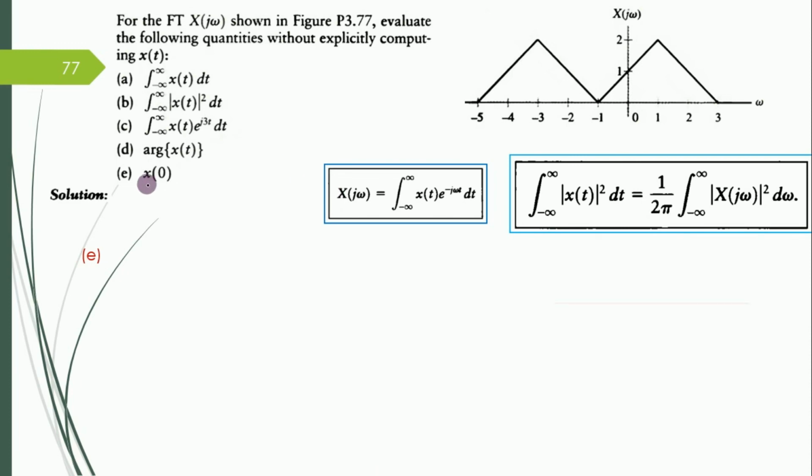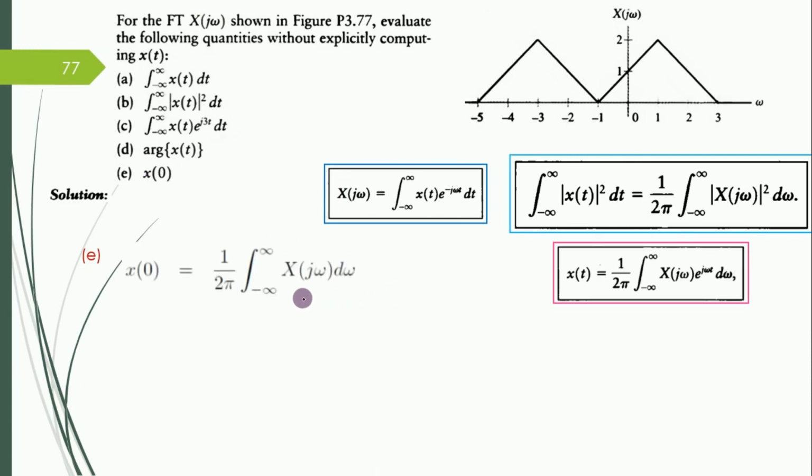Next comes x of 0. So what is x of 0? X of 0 is not capital X of j 0. It is the time domain signal x of 0. Hence x of 0 is equal to 1 by 2 pi, integration from minus infinity to plus infinity of X of j omega, where in place of t, 0 is substituted. E raised to 0 is 1. That is what is taken here.